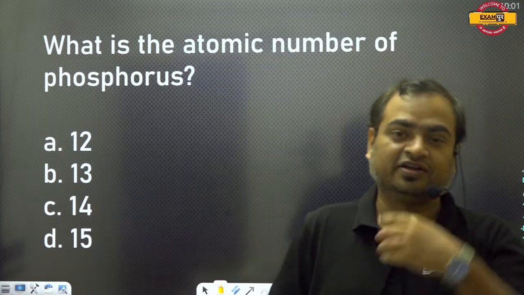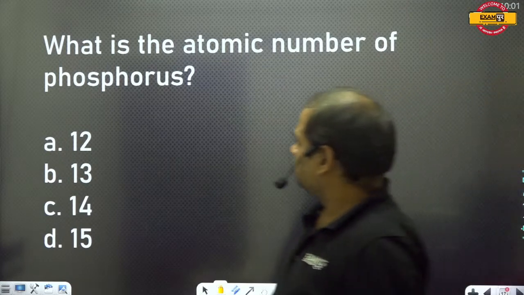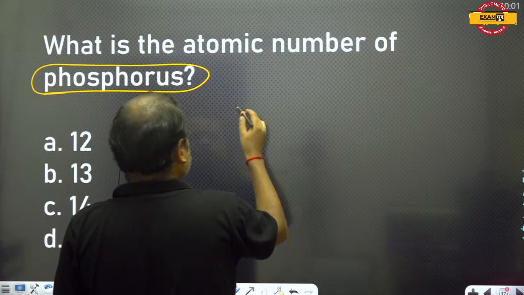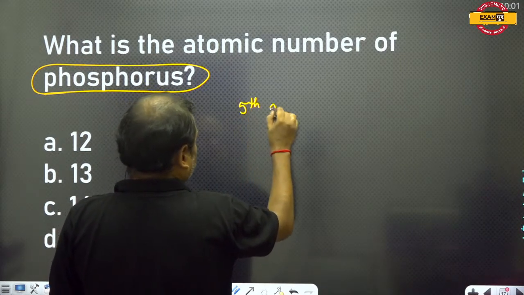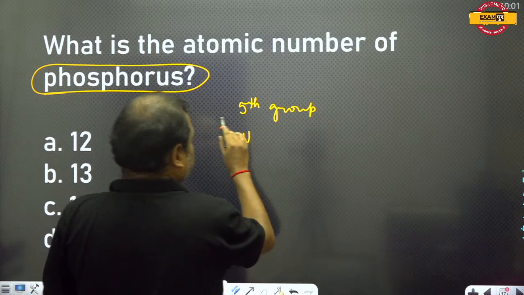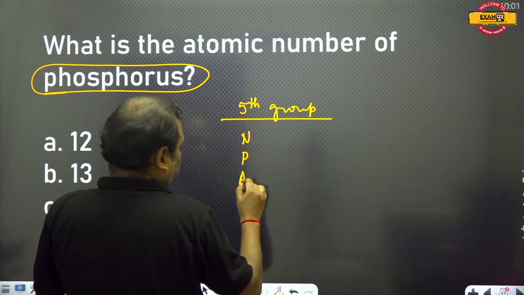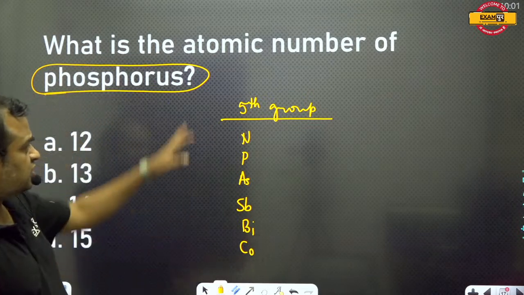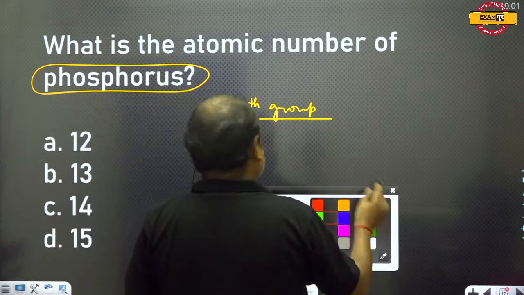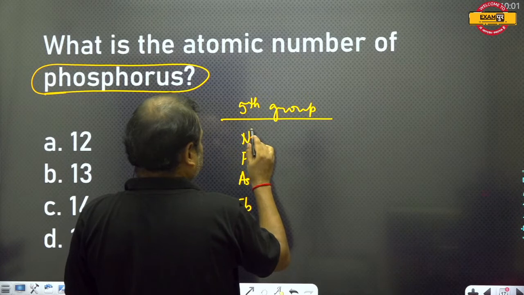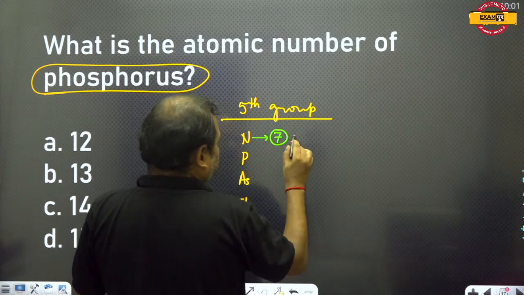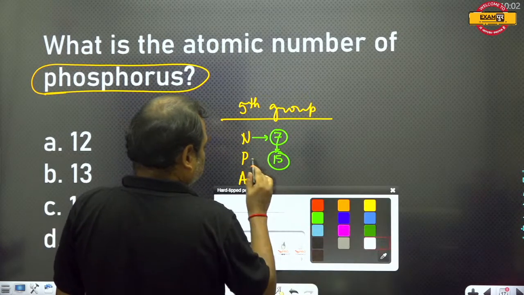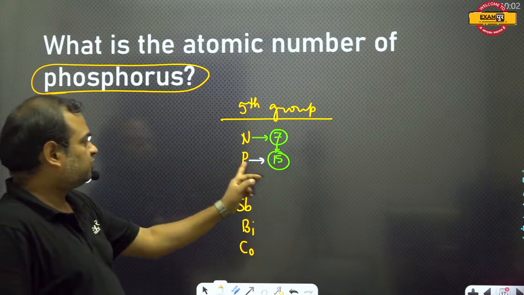I know that I have remembered it a long time back. So, the atomic number of phosphorus. In the periodic table, phosphorus is in the fifth group. The elements of the fifth group are nitrogen, phosphorus, arsenic, antimony, bismuth. These are the elements of the same group. Nitrogen has the atomic number of 7. If you add 8, it will become 15. It means the atomic number of phosphorus will be 15.